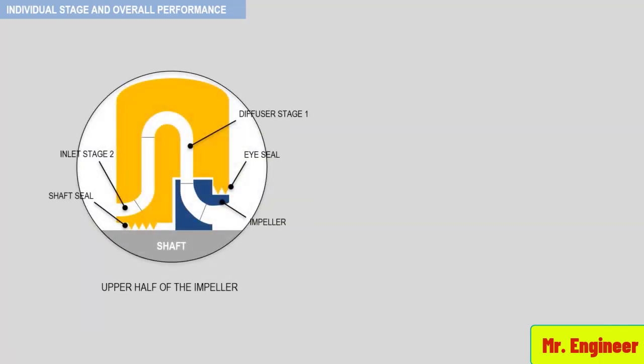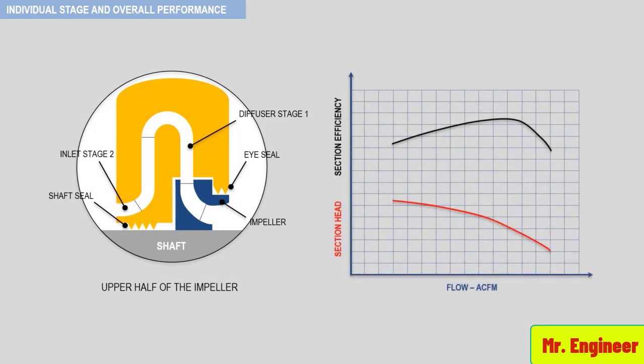Each compressor impeller stage has a specific performance curve that is plotted as actual volume flow versus head, as depicted here, and actual volume flow versus efficiency.